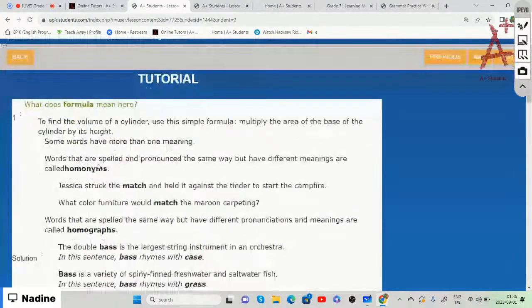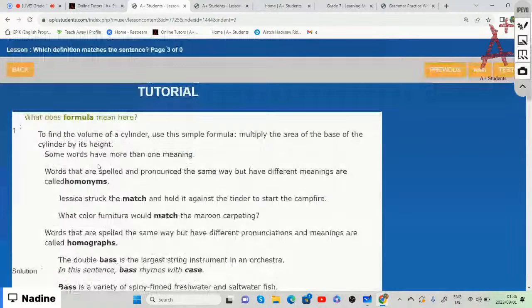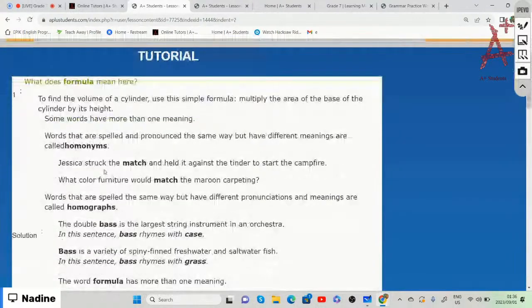To find the volume of a cylinder, use a simple formula: multiply the area of the base of the cylinder by its height. And some words have more than one meaning.